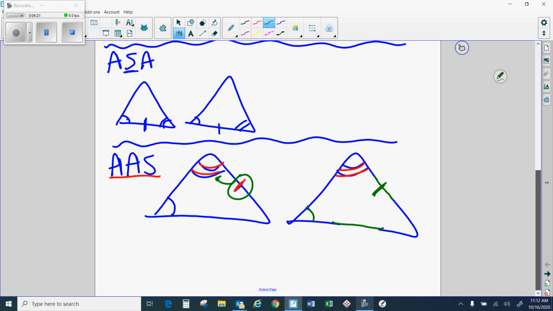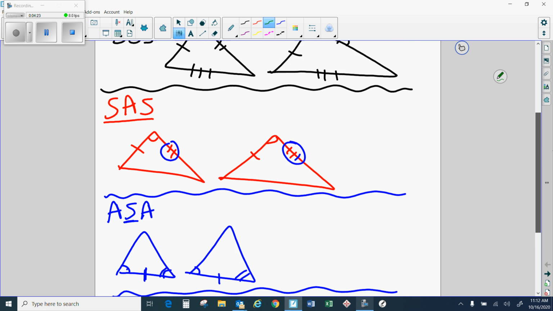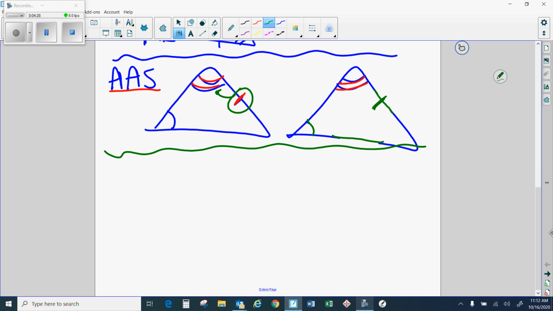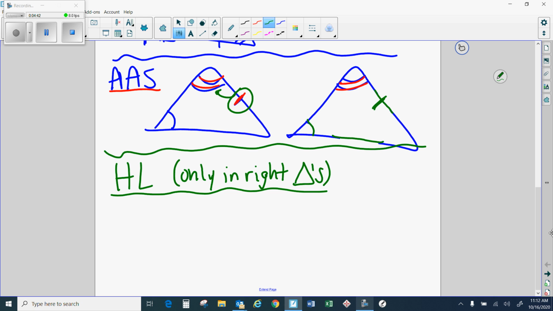And that's why I got 4, right? Yes, last one is HL. HL stands for hypotenuse leg. This is only in right triangles. The hypotenuse has got to be congruent, and 1 pair of the legs must be congruent. So it must be in a right triangle. That does not mean all right triangles are HL. It just means it must be in a right triangle.